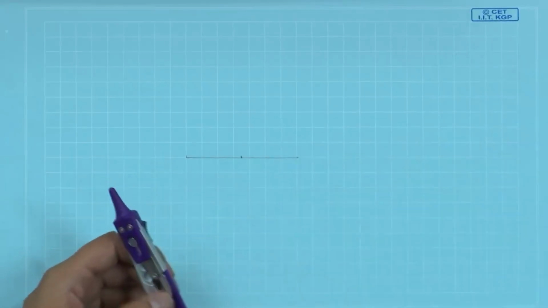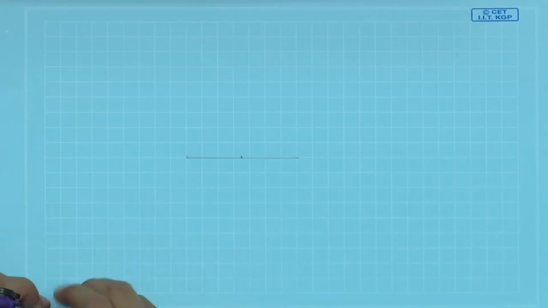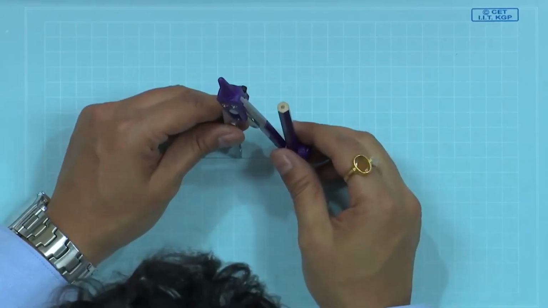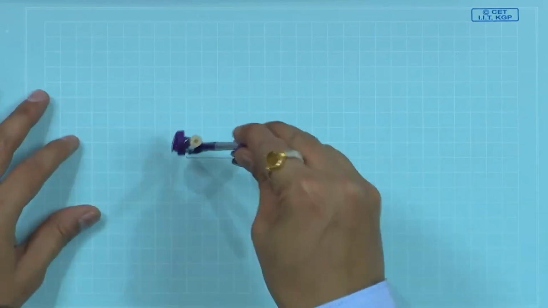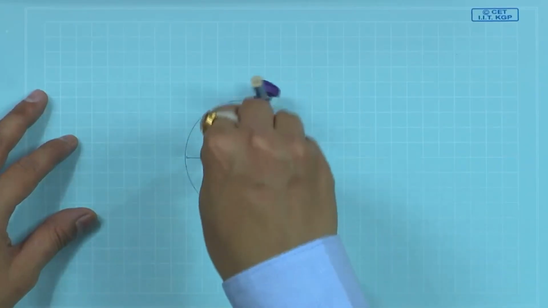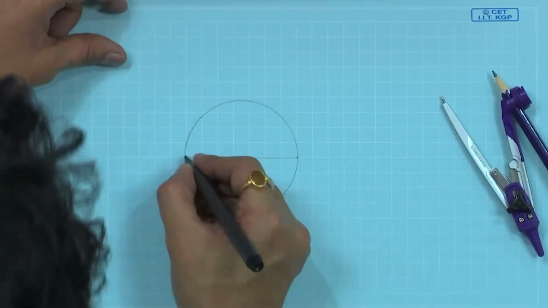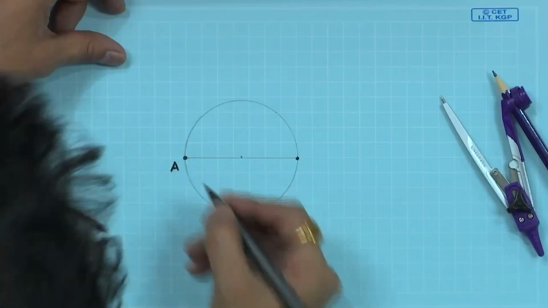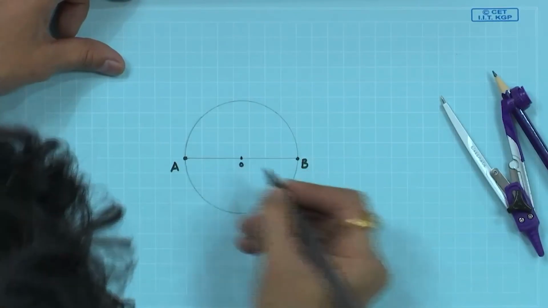Once it is done, we will construct a circle which passes through both the points. Let us name them. First point is A, second point is B. Let us call this center as O.